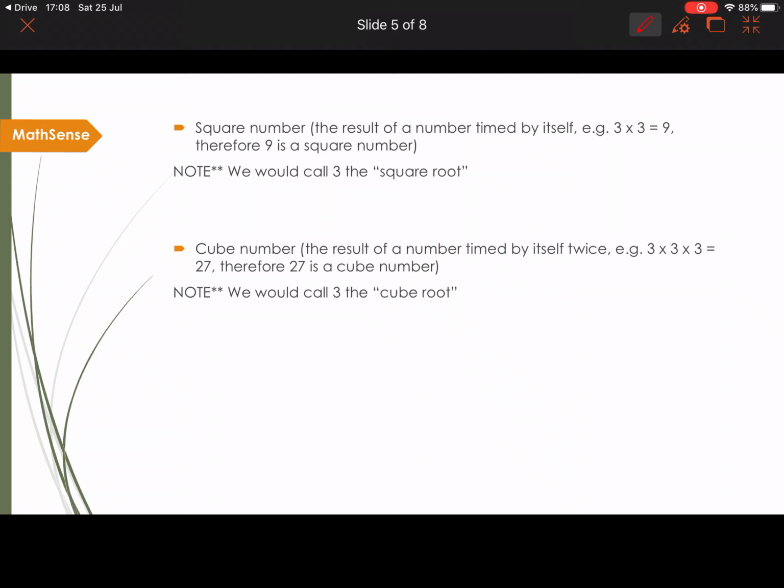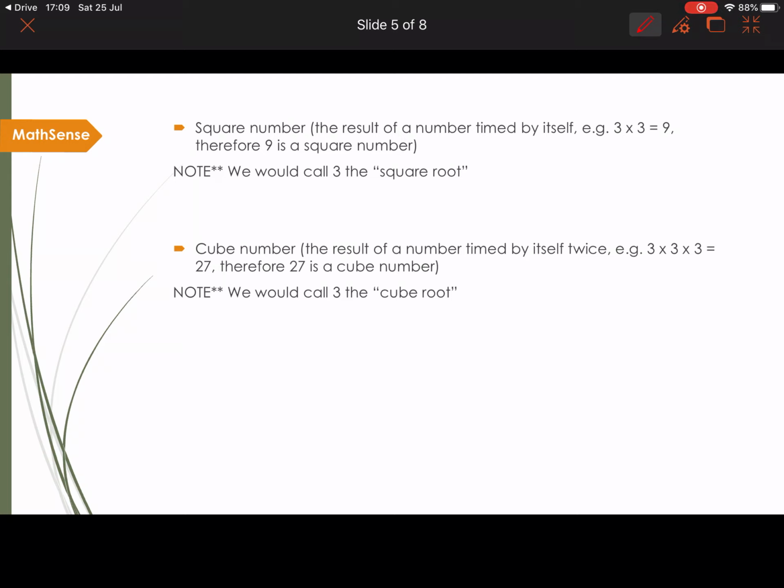Now a square number is the result of a number times by itself. For example, 3 times 3 is 9. Doesn't matter how you say it, but 3 timed by itself. Okay, so 9 is what we would call the square number. And we would call the 3 the square root. So for example, if somebody said, what is a square number? You would say a number that is the result of a different number timed by itself.